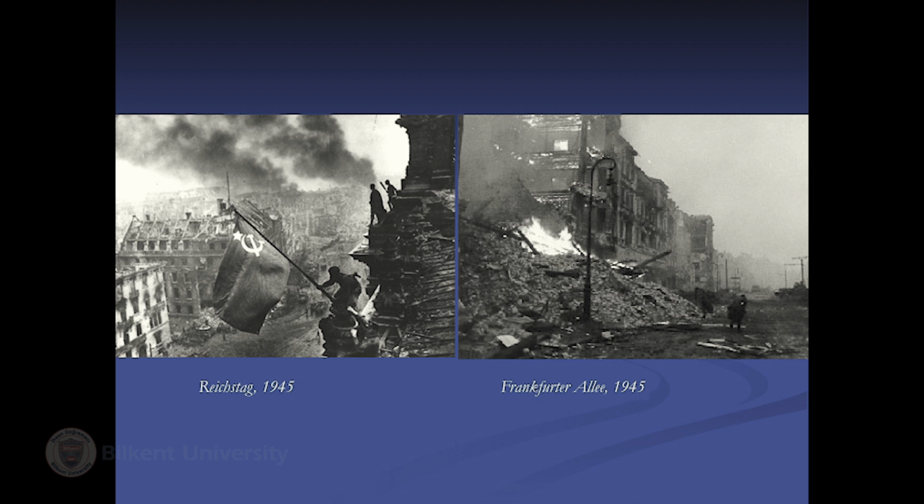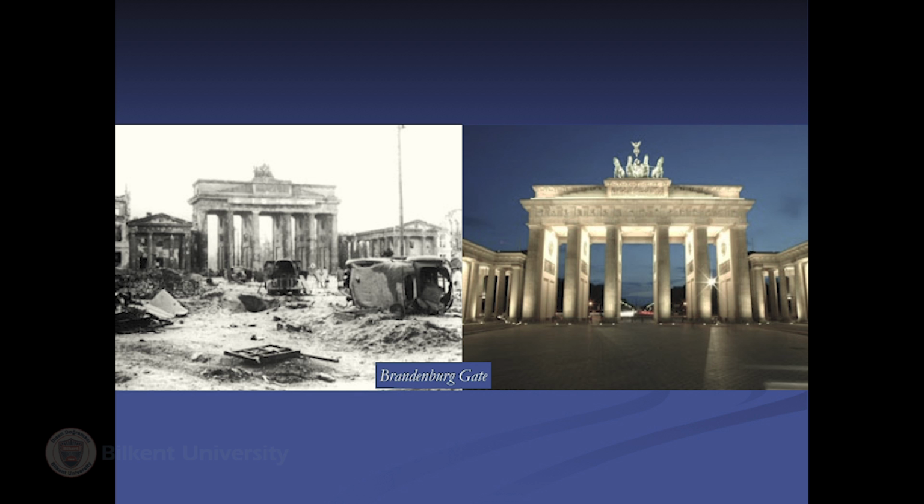The Reichstag, 1945, end of World War II. Frankfurter Allee in Berlin, 1945. Shambles. Brandenburg Gate in the contemporary period. I think that photo was taken back in the mid-1990s. Look at what happens here. This is Unter den Linden, this way.